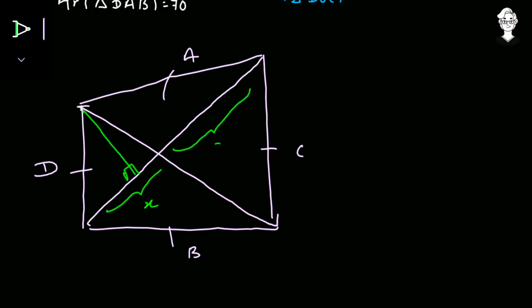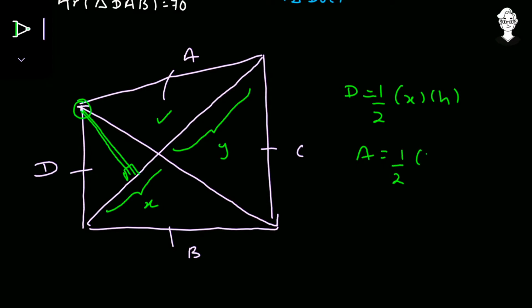So the area of the region that has been marked as D would be equal to half the base, that is X, and the height, that is H. Now the area of the region A: A is an obtuse angle triangle, so from its top the perpendicular is drawn and the base has been extended. So its area would be half the height, that is H, and the base, that is Y. Now if I take the ratio of these two, half and half cancel out, H and H cancel out. So I obtain that X upon Y is equal to D upon A.